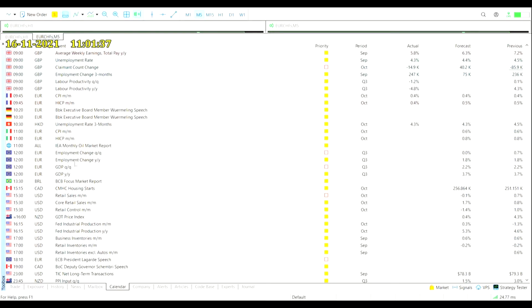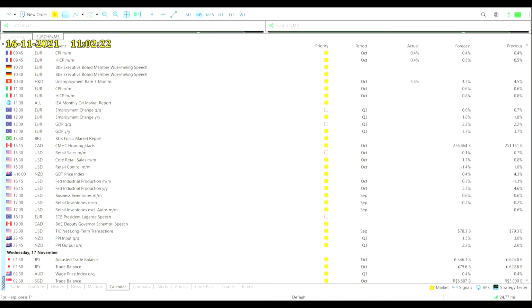And we do get numbers from the Eurozone as a whole at 12 o'clock. Employment change quarterly and GDP quarterly. We'll watch out for those. 1:30 Brazilian Central Bank Focus Market Report. Yes, coming through today on a Tuesday. Usually comes through on a Monday, but we did have yesterday the proclamation of the Republic Day in Brazil. So we have had to wait an extra 24 hours for the report.